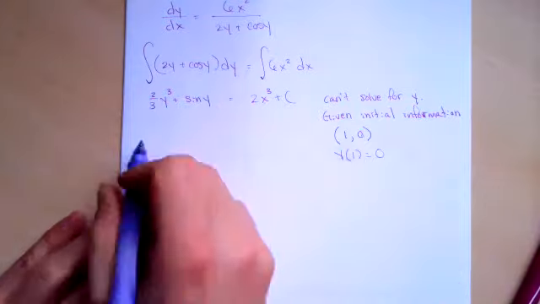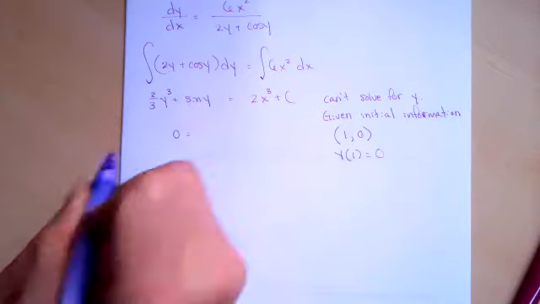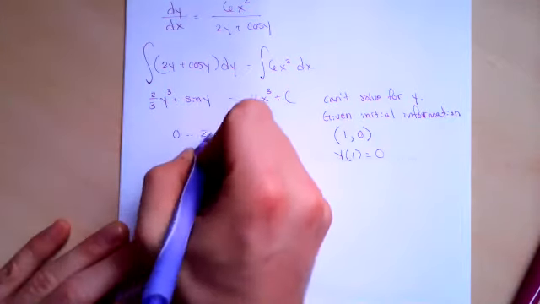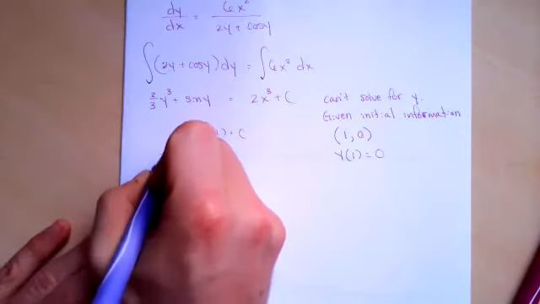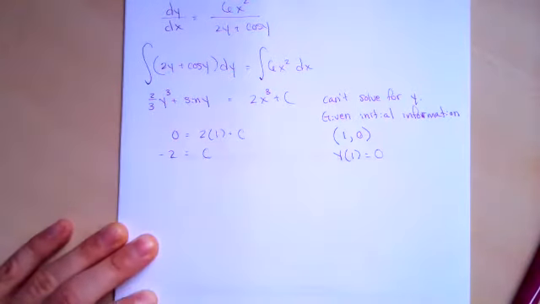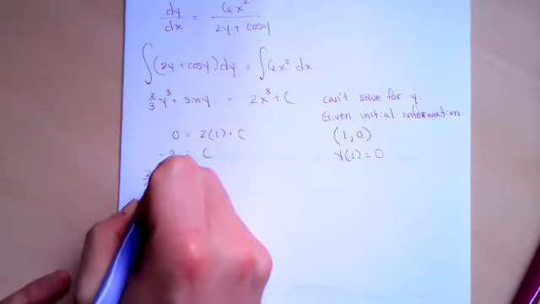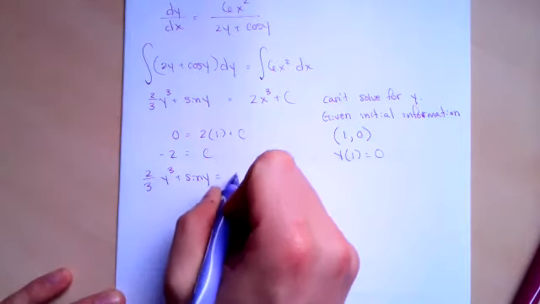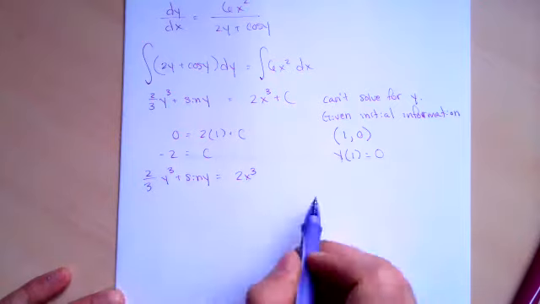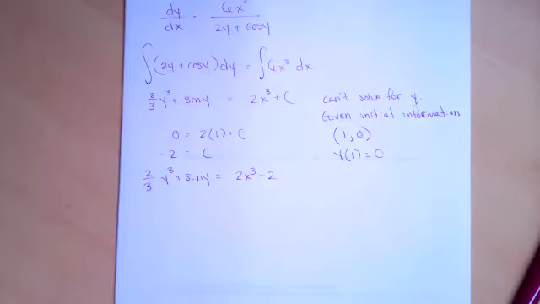So we've got our x and y. So y is 0, nicely enough. We will just have 0 on the left. On the right, we've got 2 times 1 plus our constant. So our c is going to be negative 2 in that case. And so our implicit solution will be the curve that satisfies this equation. So nothing big there, just solving for a constant.